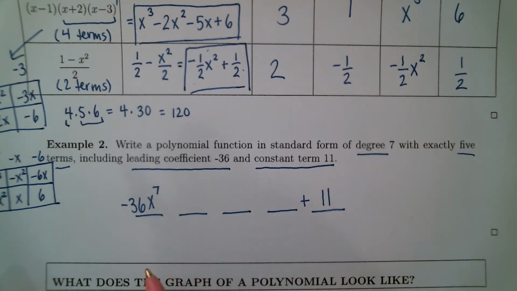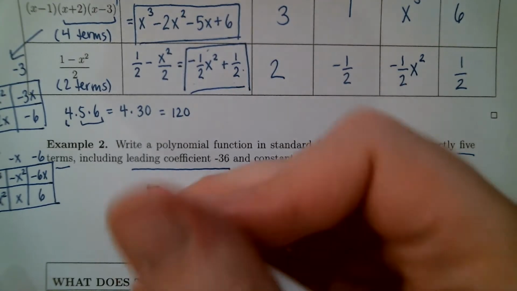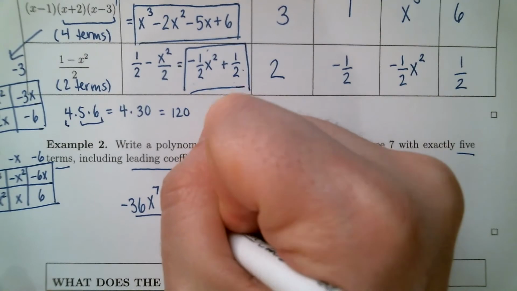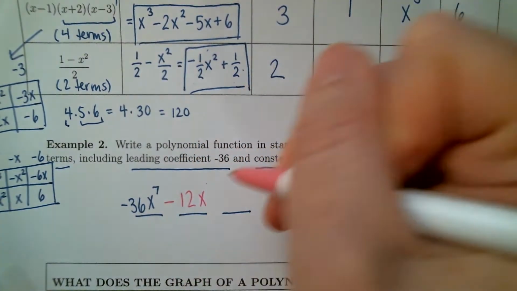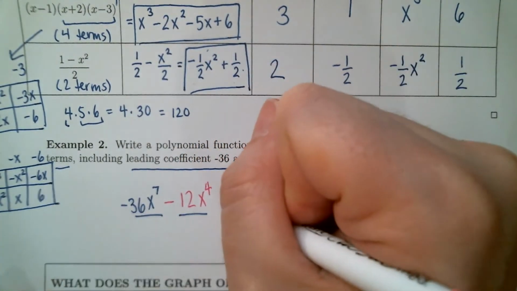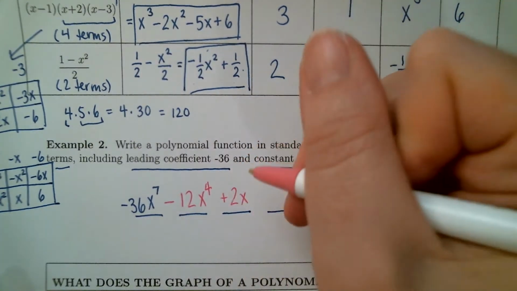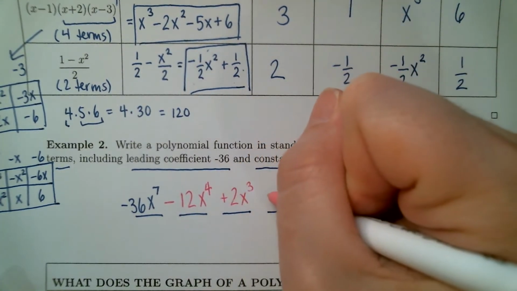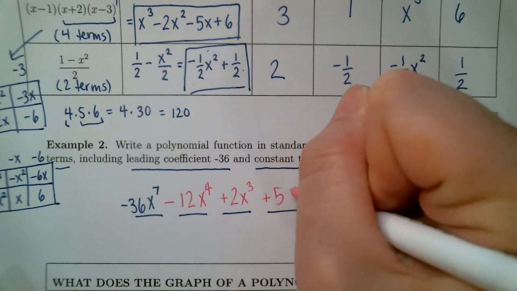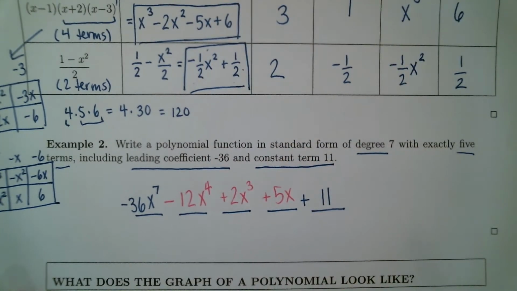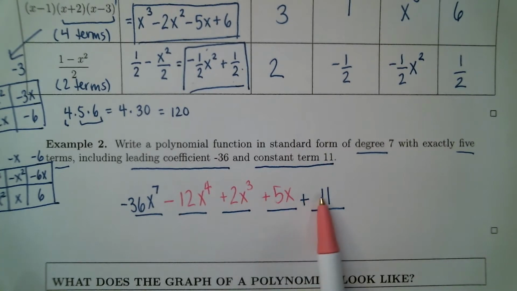You can put pretty much anything you want as long as you go with descending powers of x. So I'm just going to make up something, minus 12x to the 4th plus 2x to the 3rd plus 5x. That'll do it. Even though this is 7th power, you don't have to go 6, 5, 4, 3. As long as you have descending powers of x, you're good.